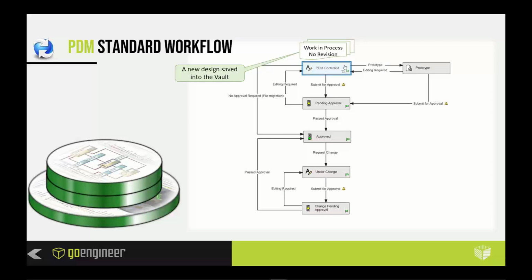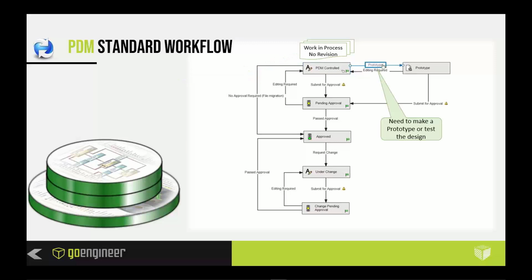And to give you an example of how a document would go through this workflow, if I first put a document in the vault, it would go into the PDM controlled state. And if I needed to make a prototype, I would just right-click on the document and select prototype. This would move the document into the prototype state where it would be in somewhat of a lockdown. We probably wouldn't allow users to edit that. It would also assign it a prototype revision. A lot of companies use the standard of an X and a number.